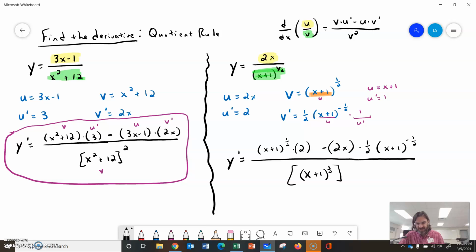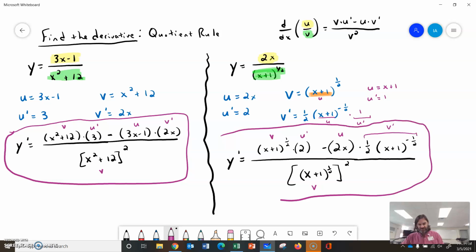We'll square that. So again, that can be cleaned up because it's a square root squared. So I'm not telling you not to clean it up. I'm just telling you this is where I'm going to stop. So we've got v, u prime, u, v prime, and all over v squared. So we have ourselves a derivative using the quotient rule.